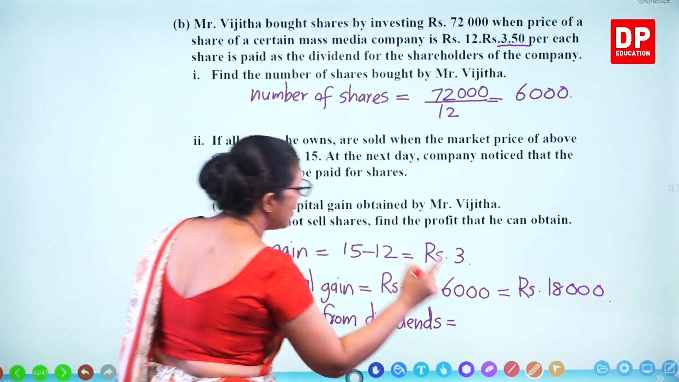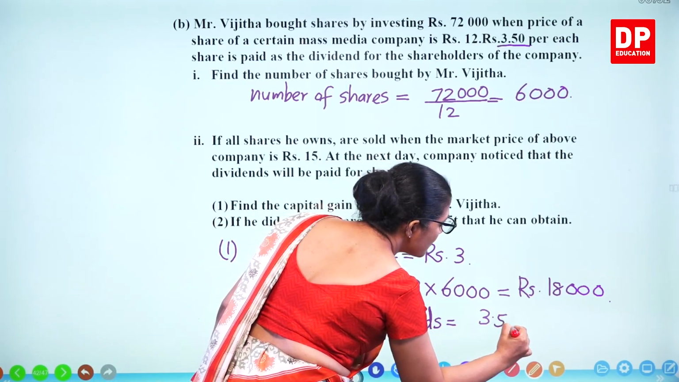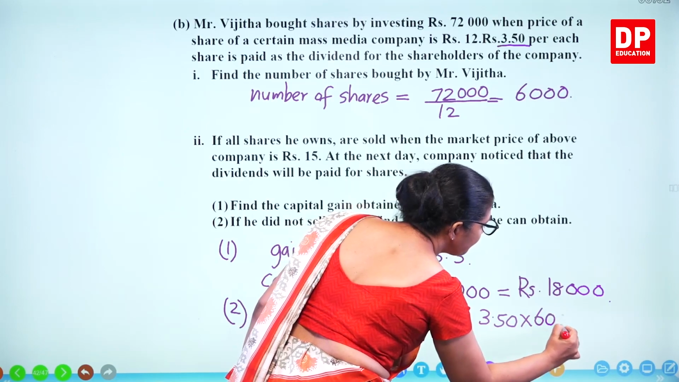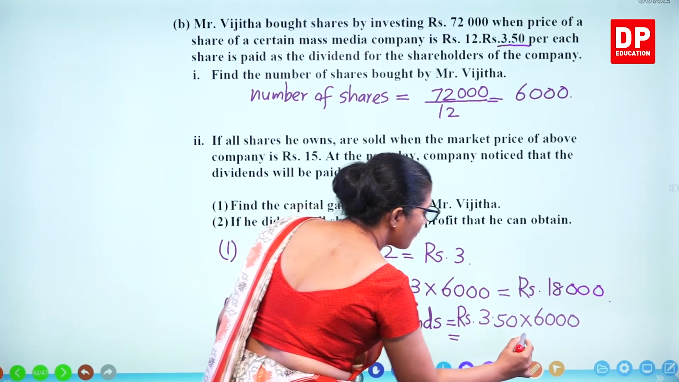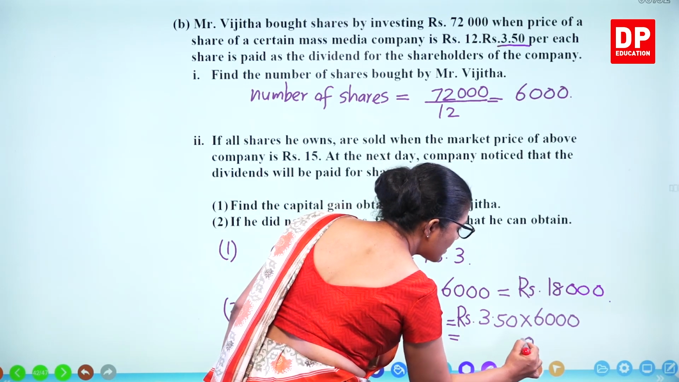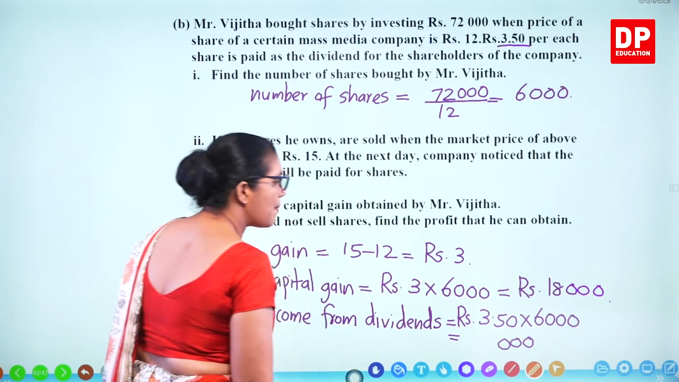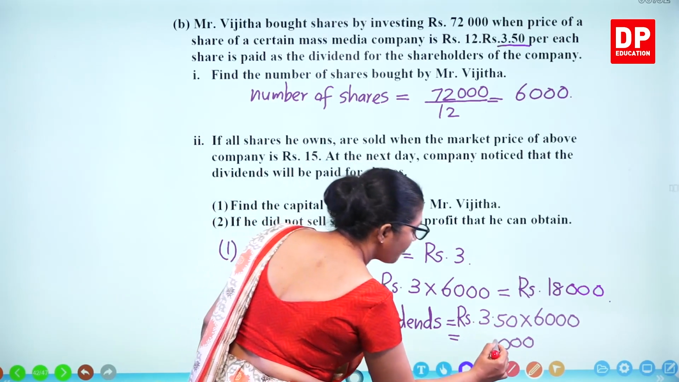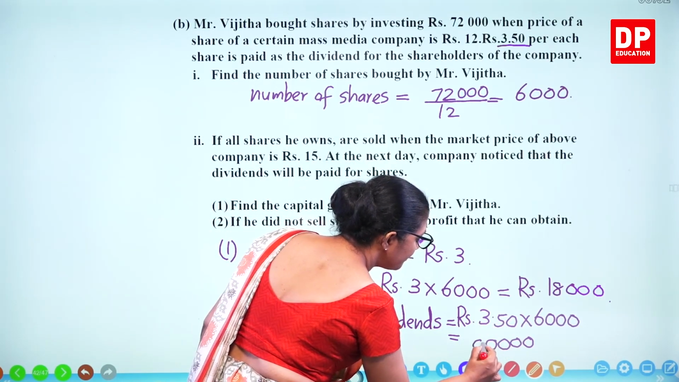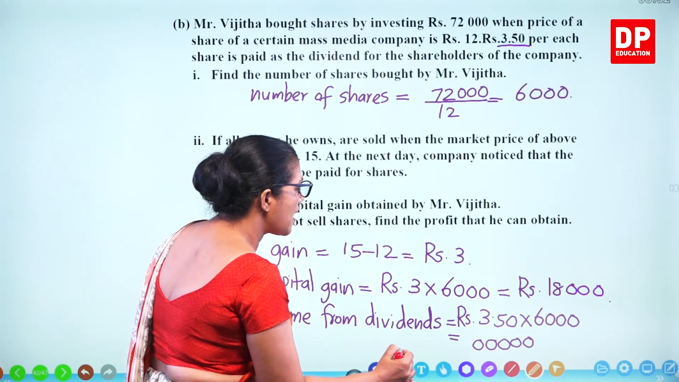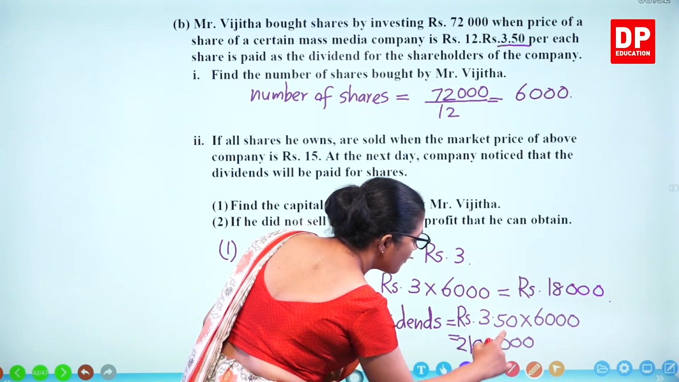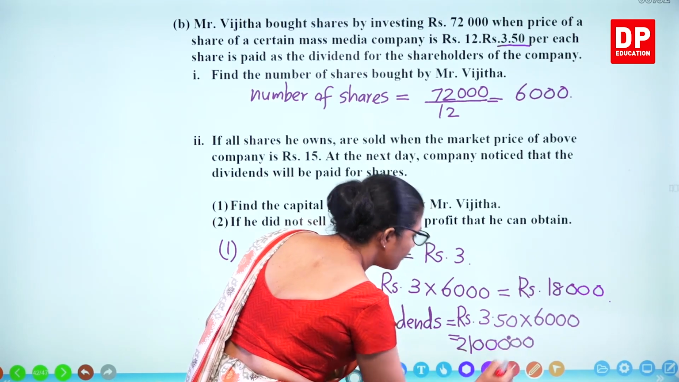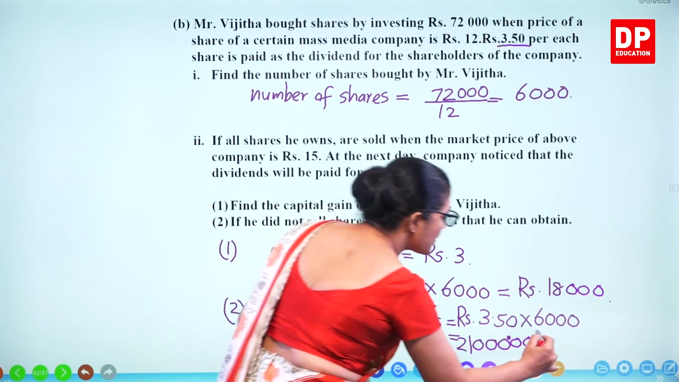Income is 3.50 into 6,000. We'll put 3 zeros and multiply by 6 first. 0, 30, 3 remaining. 6 times 3, 18, 21. So put 2 zeros now. So 21,000 rupees.